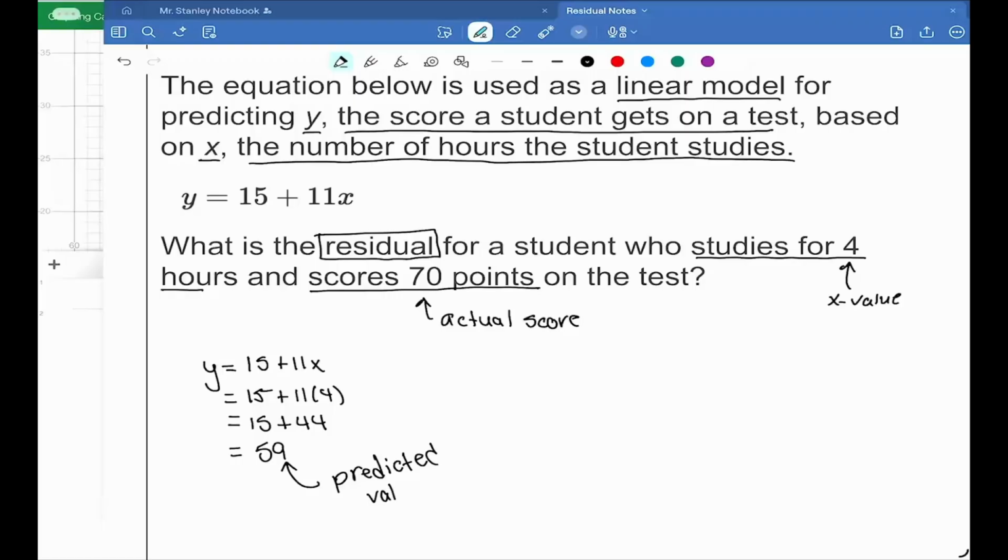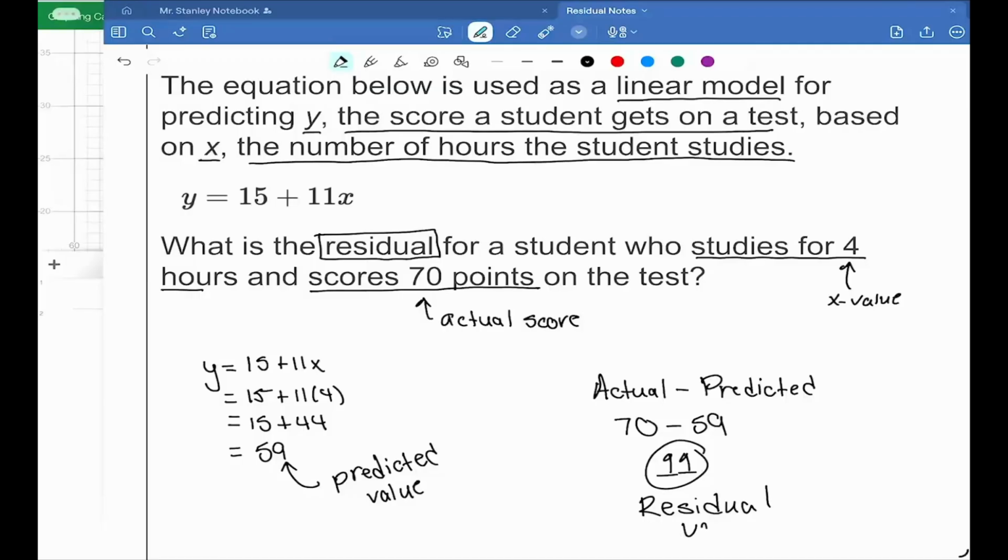Okay. Now, like we said before, for us to find the residual value, we have to take the actual and subtract it from the predicted. And it must be in that order. So the actual score is what they got, which was 70. And the predicted we found was 59. So when we subtract those two, we get 11. So the residual value for example 1 is going to be 11. So the distance from the point to the line of best fit is 11.